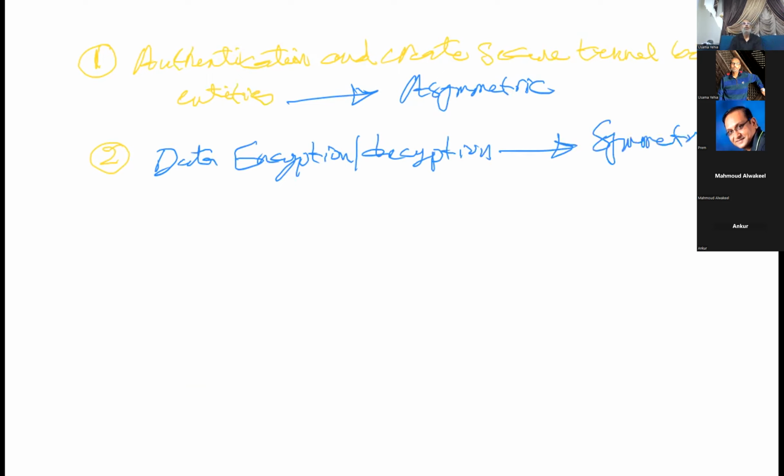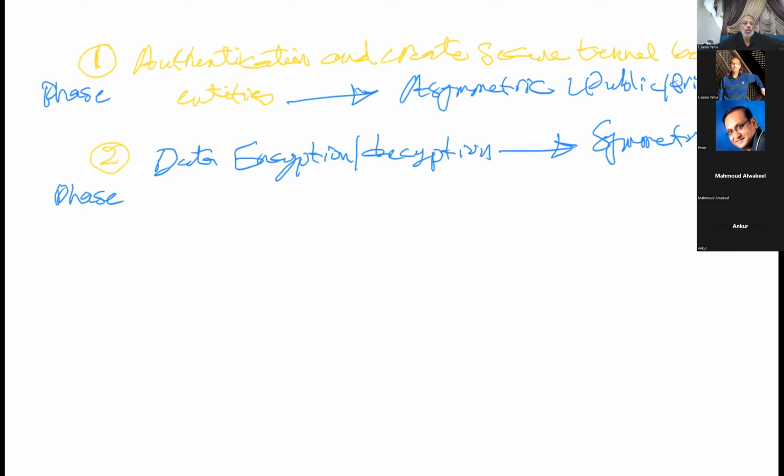What are the benefits of this approach? In the first phase, if you want to create a tunnel, you are using public and private keys. Then you can create and open a session using the public keys between two entities, and there will be a secure tunnel between two entities or two security peers.